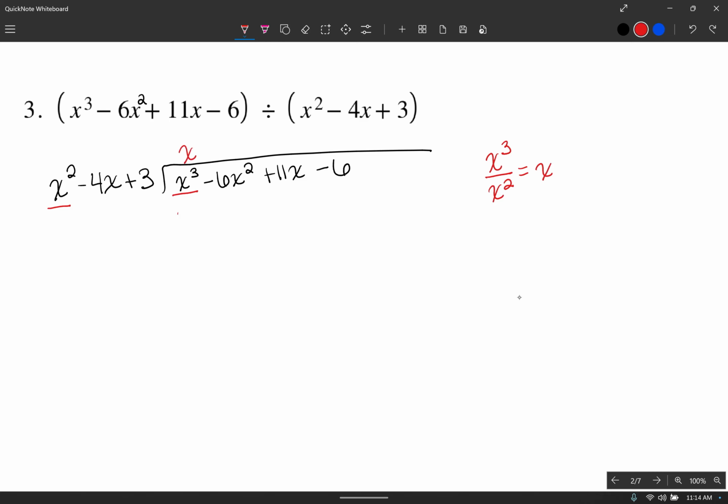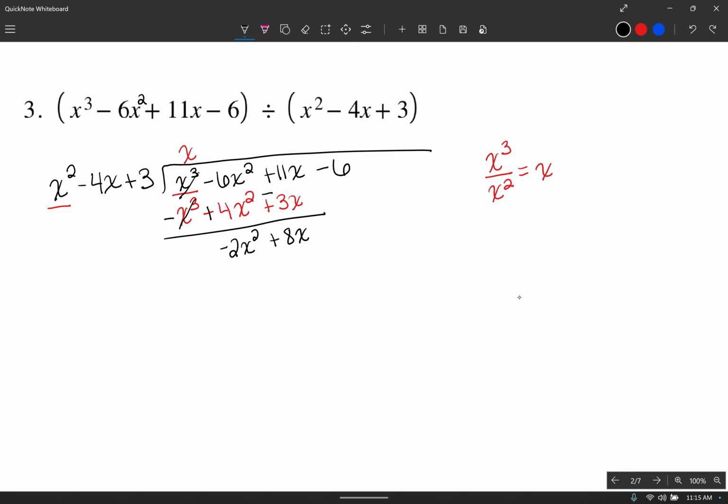X times x squared is x to the third. X times negative 4x is negative 4x squared. And x times 3 is 3x. Now I will subtract. So this becomes negative, the 4 becomes positive, and the 3 becomes negative. All right, x to the third minus x to the third is 0. Negative 6x squared plus 4x squared is negative 2x squared. 11x minus 3x is 8x.